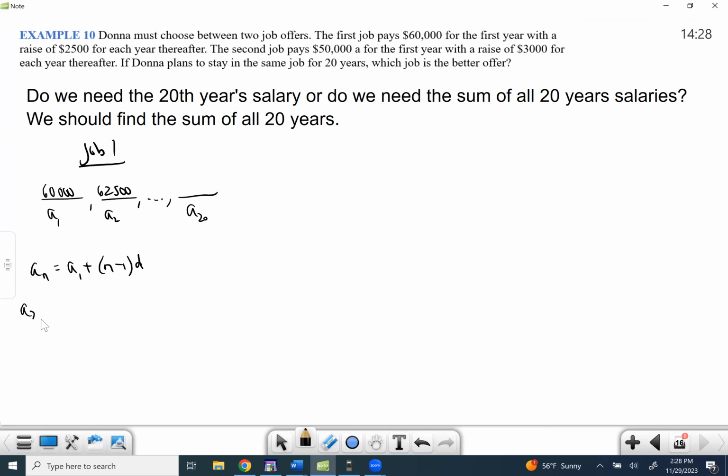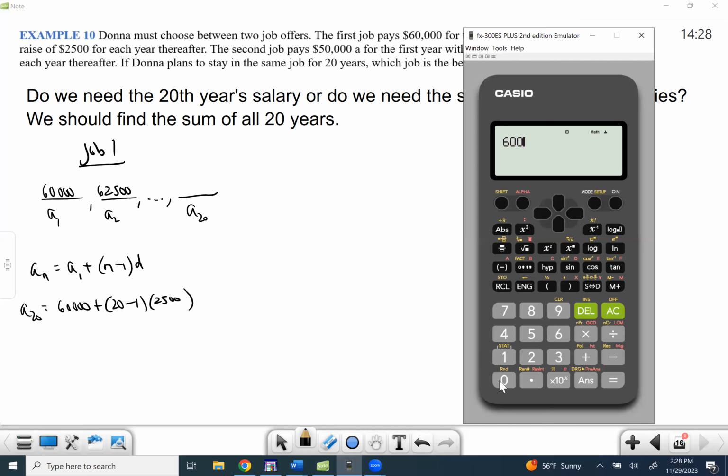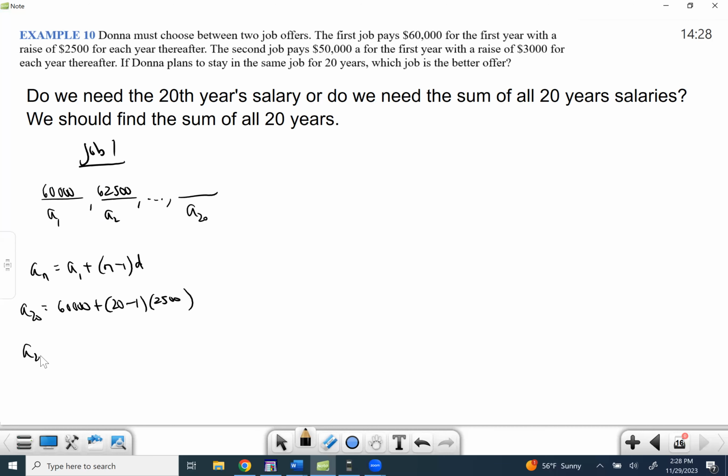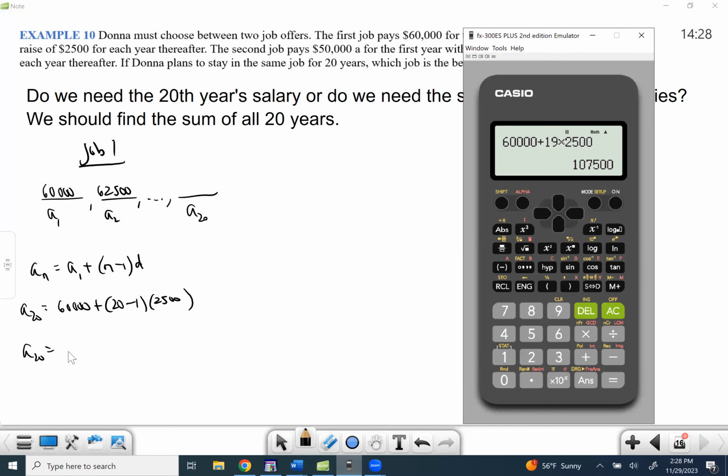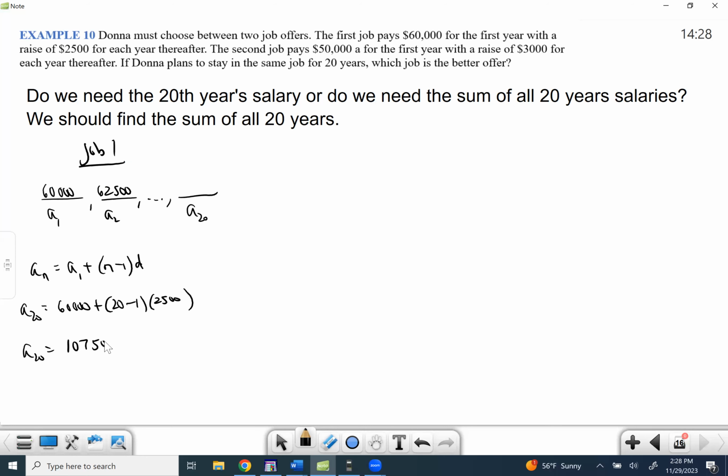And we want the 20th term. Well, the first term is 60,000. We know that there are 20 terms. And the common difference, well, it's going up 2,500 every year. I'm just going to put this into the calculator. So 60,000 plus 20 minus 1, which is just 19, times 2,500. This is going to be, for the 20th year, 107,500. Okay.